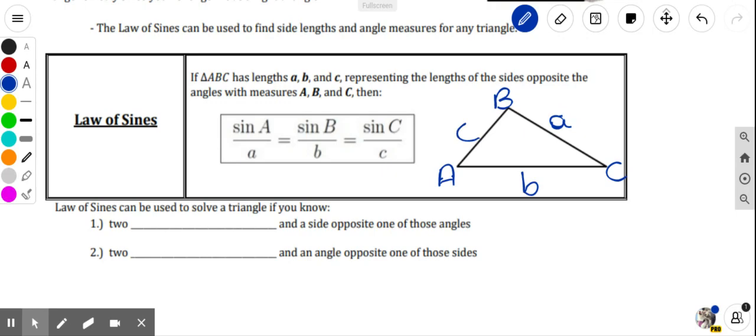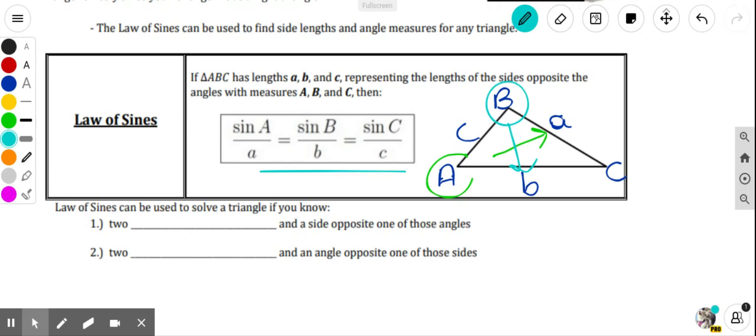So they're saying sine of A over a equals sine of B over b equals sine of C over c. Now, even though this is listed 3 times, you would never use all 3 of them when you're solving. It would just be 2. The reason all 3 are listed is that it's true for every angle.